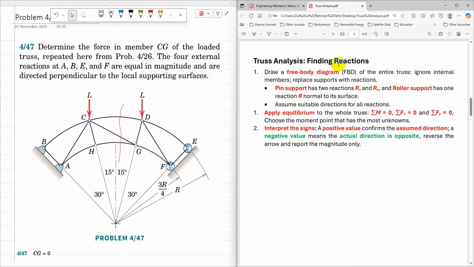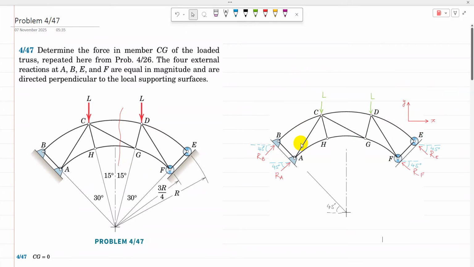The first step to find reactions in a truss is to draw the free body diagram of the entire truss, ignoring internal members and replacing supports with reactions. A and B are pin supports and E and F are roller supports, but the question statement describes that the reactions are only perpendicular to the surfaces. So the free body diagram of the truss is drawn.